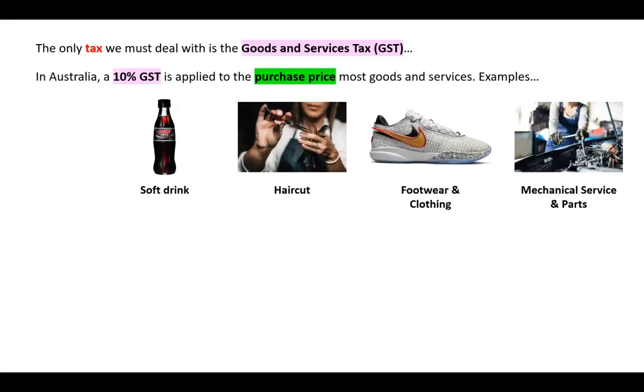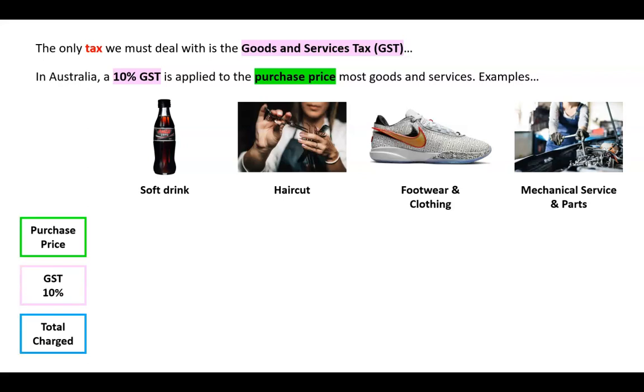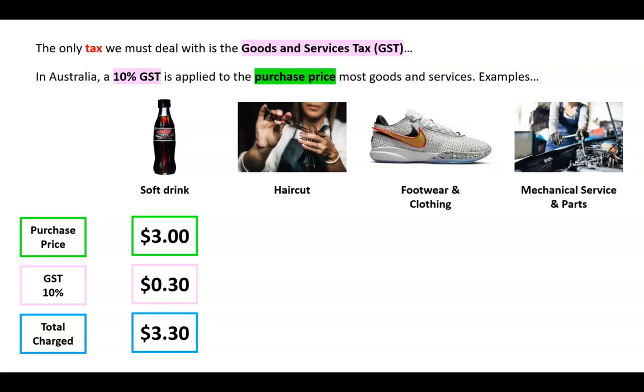And basically what it means is in Australia, there's a 10% GST applied to the purchase price of most goods and services. For example, a soft drink, a haircut, footwear and clothing, mechanical services and parts. Pretty much most goods and services, we'll look at some that are actually GST free in a different video, but for most things that you buy, there will be a GST. So when you actually go and buy a $3 bottle of soft drink, you're actually paying $3.30 because there's a 10% GST. So the GST is 10% of the purchase price.